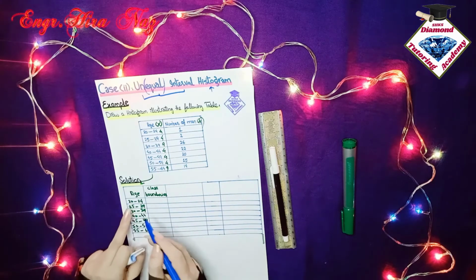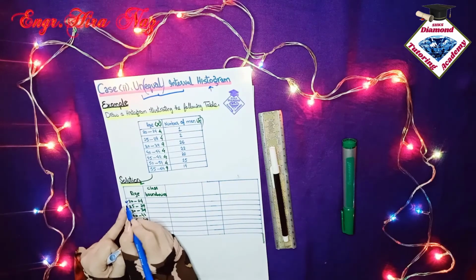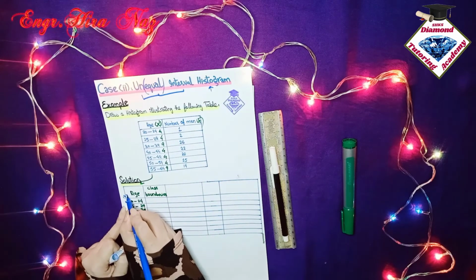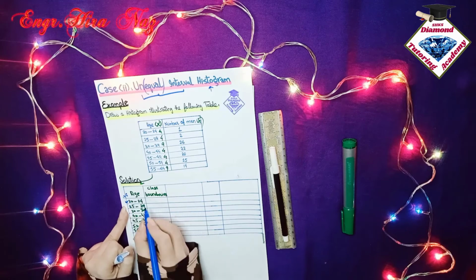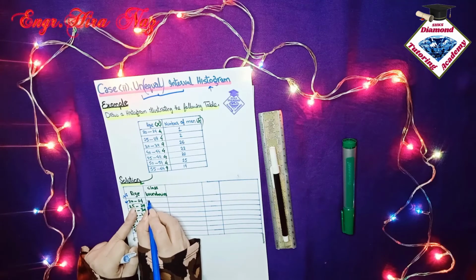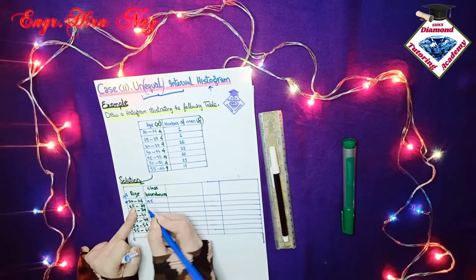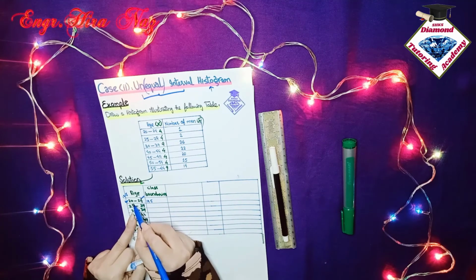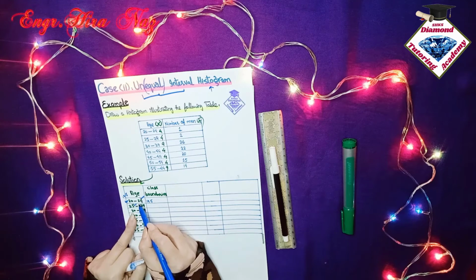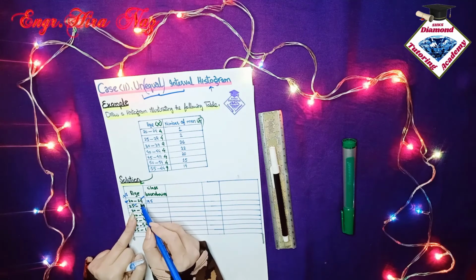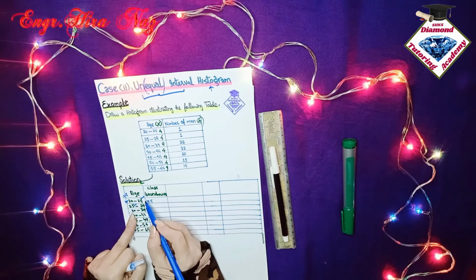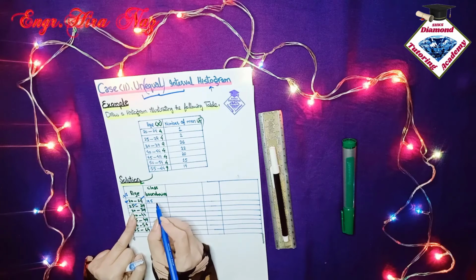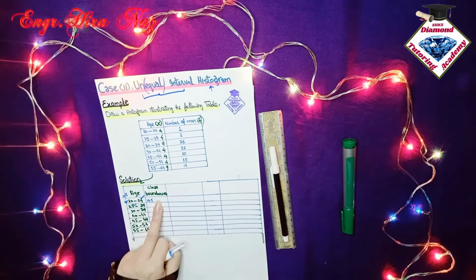That is here 20, and before 20 the half point is 19.5. So our starting limit is 19.5. Now for the next boundaries, what you have to do? You have to add both successive class limits, and dividing by 2, you will get the upper limit for this class and the lower limit for the next upcoming class.